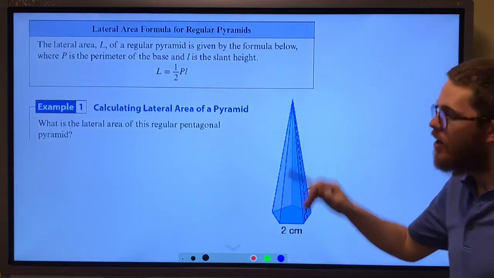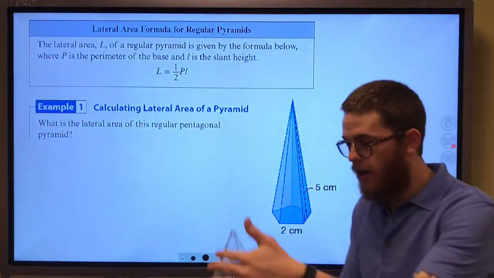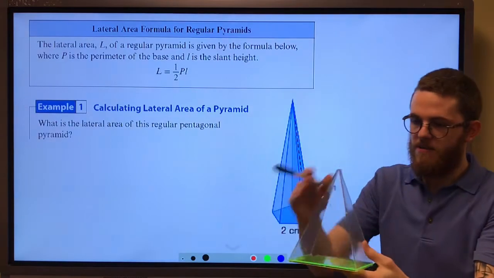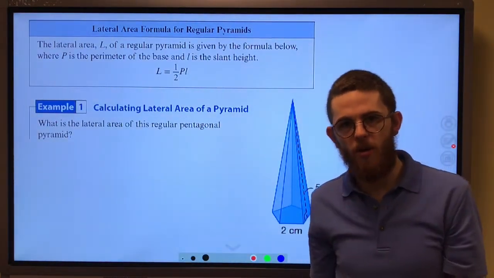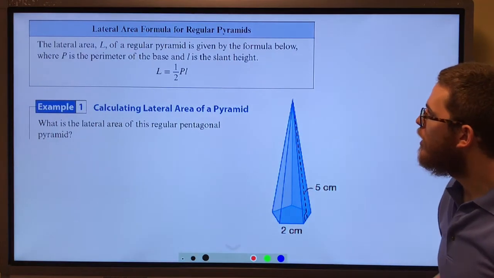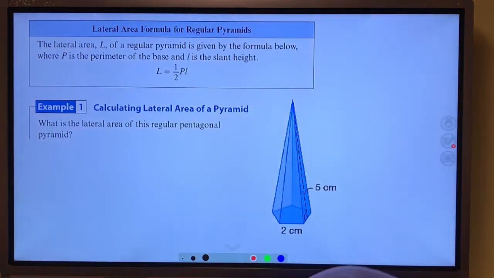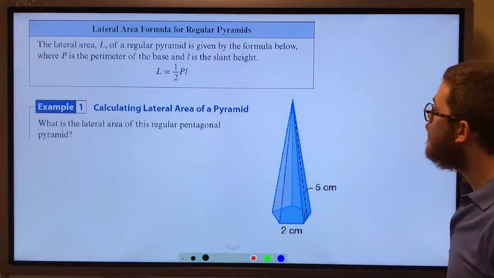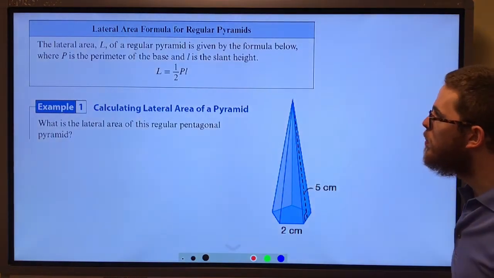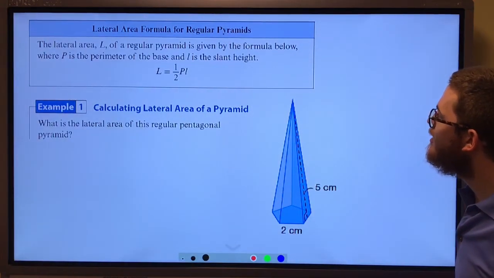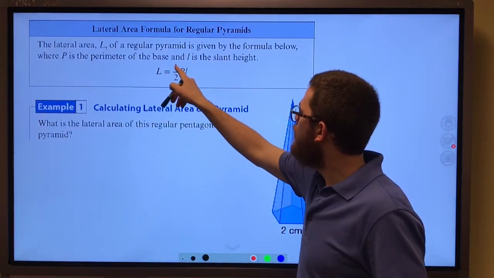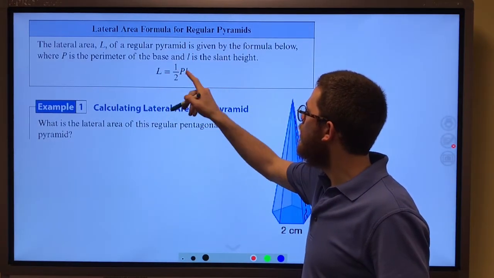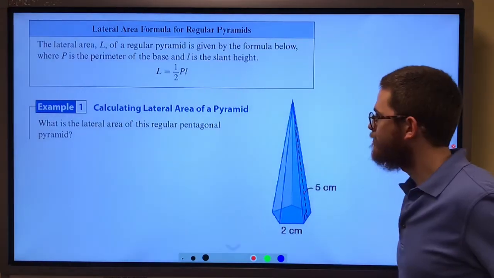So first of all, the lateral area, talking about the faces that are not the base, the area of all these things put together. Well, the lateral area of a regular pyramid is given by our formula where P is the perimeter of the base, L is the slant height. The lateral area is 1/2 times the perimeter times the slant height.